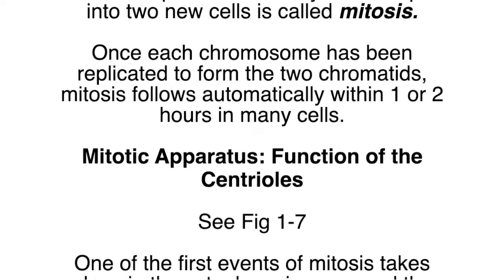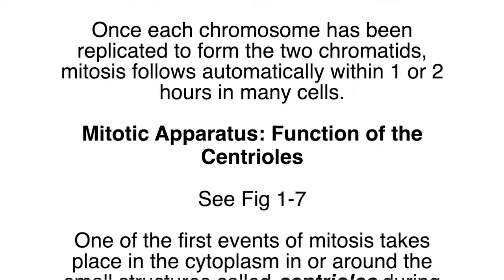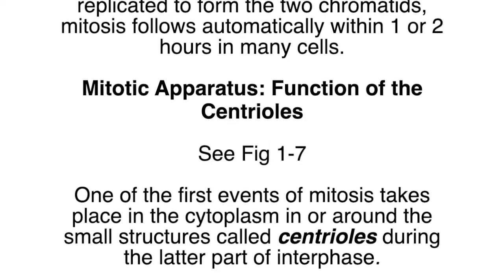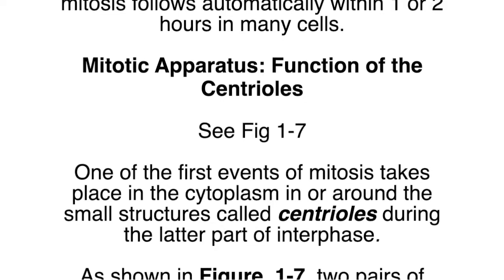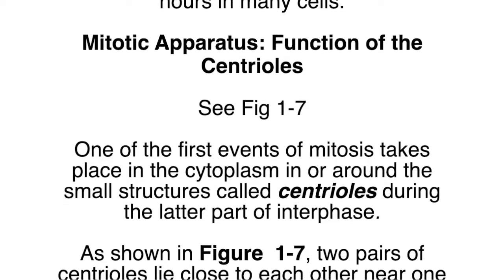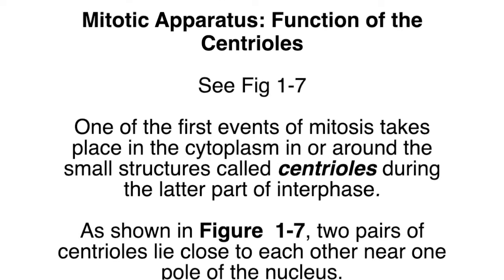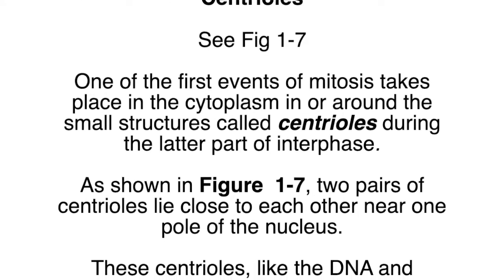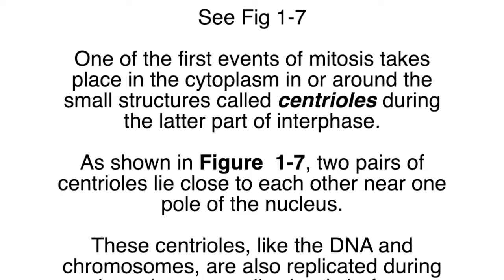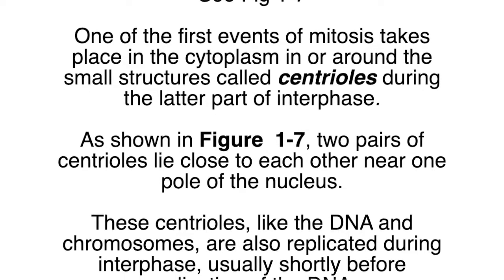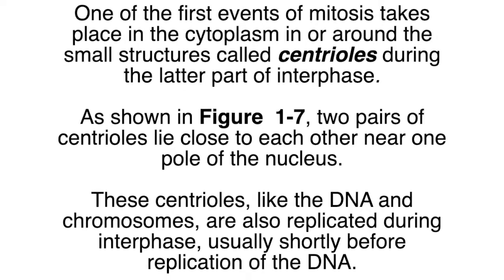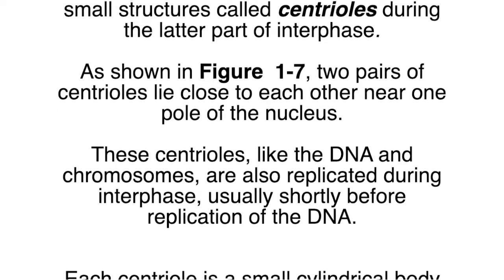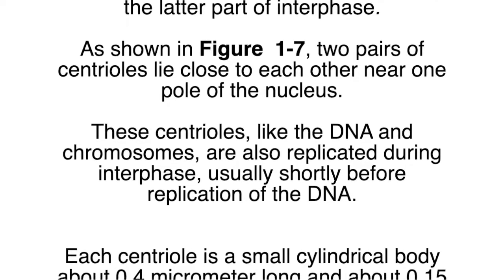One of the first events of mitosis takes place in the cytoplasm in or around the small structures called centrioles during the later part of interphase. As shown in figure 1.7, two pairs of centrioles lie close to each other near one pole of the nucleus. These centrioles, like the DNA and chromosomes, are also replicated during interphase, usually shortly before replication of the DNA.